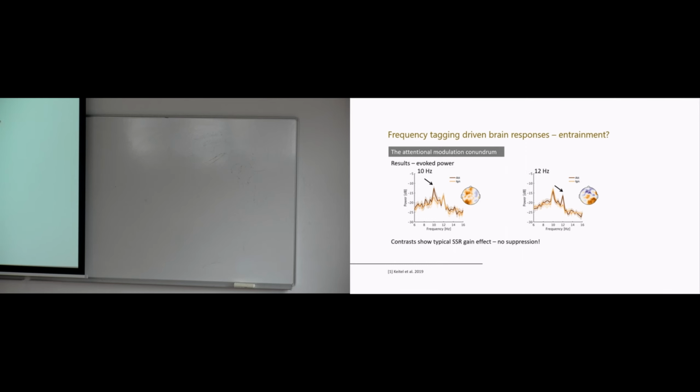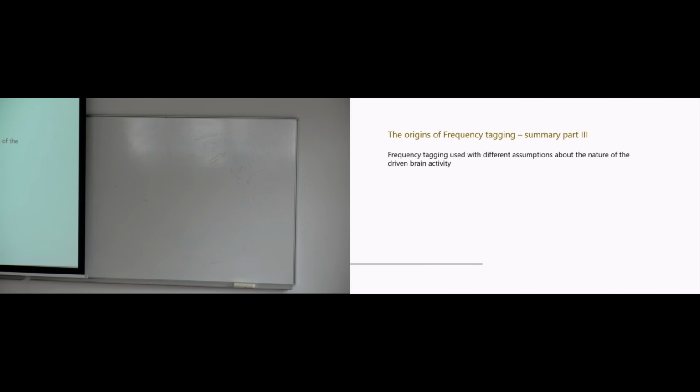So this is the typical gain effect that we would expect in steady state experiments, in frequency tagging experiments. And there is no suppression going on, right? So that means we actually have an attention effect on both of these signatures of neural processing that is completely reversed. And it has this dependency on the analysis, which I think might be what is confusing people at times in terms of interpreting the results.